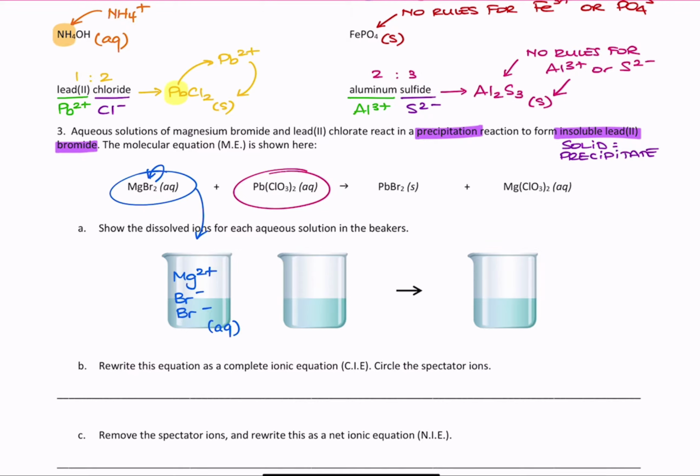Notice again that here we have the presence of the polyatomic ion chlorate, and we have 2 of them. Therefore, the beaker will contain Pb2 plus and ClO3 minus 2 times, and they are all in the aqueous state. Okay, both of these reactants are dissolved because they are in the aqueous state, so they will dissociate in water.